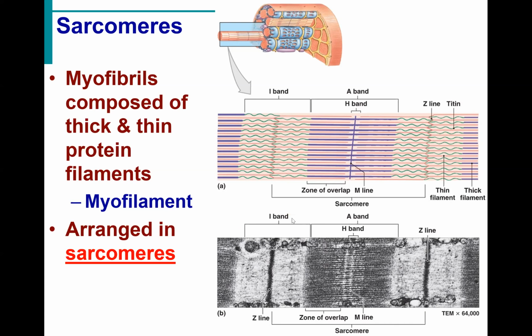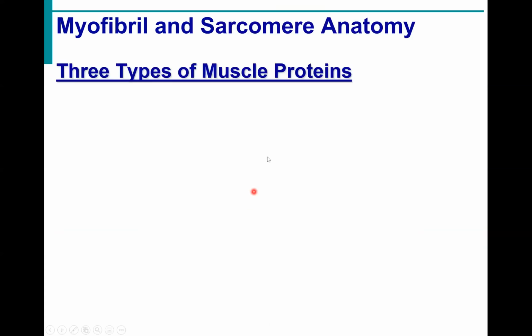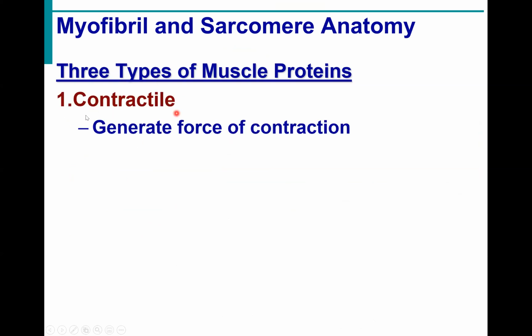All right, so here's how we're going to do this. What I want to focus on first, I'm not going to worry about the names of them. We'll come back to this, but there are 3 main types of muscle proteins, myofilaments that we're going to see. The first are the contractile ones. The contractile proteins are the ones that generate the force. They're the ones that generate the tension.